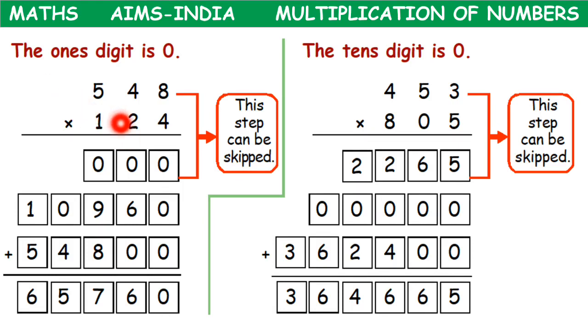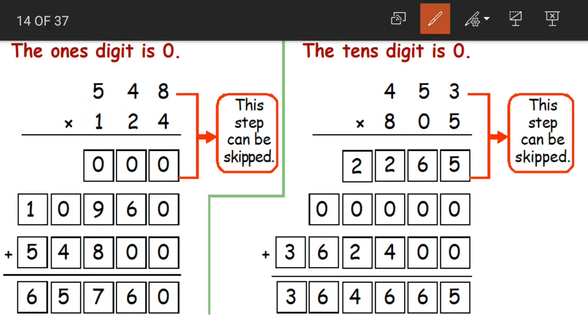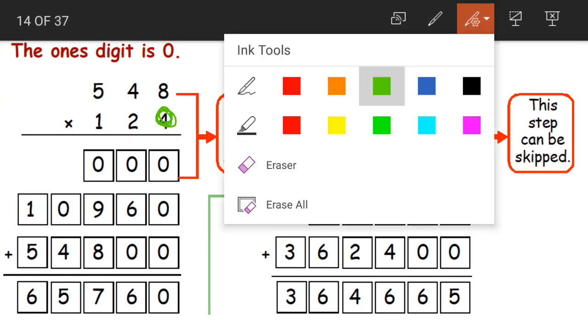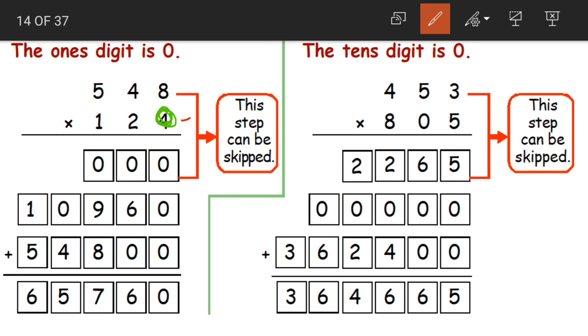First one, 548 into 120. This is 120, children, not 24. The ones digit is 0. Yes. So what can we do here? Now what do we do? First we start multiplying from the ones place. Yes or no? We multiply from the ones place.